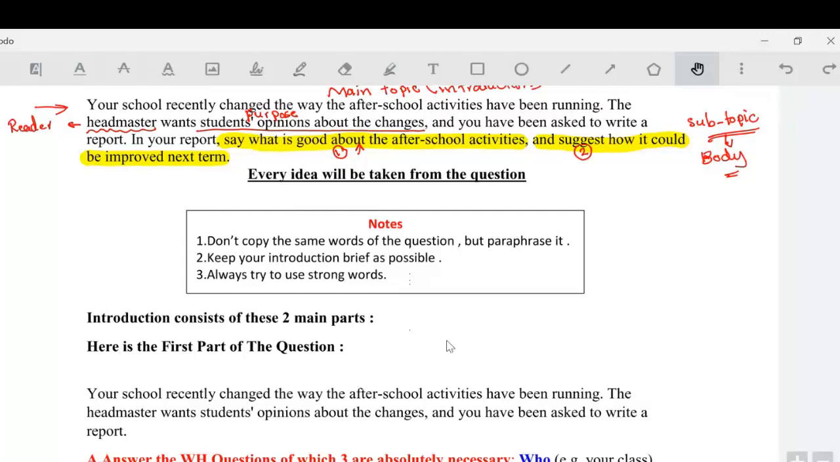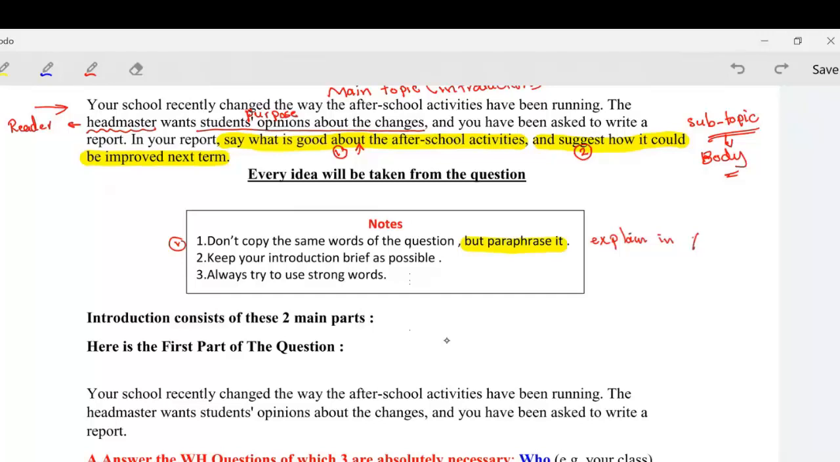Here are some notes. Number one, don't copy the same words of the question, but instead do what? Paraphrase it. Paraphrase means to explain it in your own words. Number two, keep your introduction as brief as possible. The introduction is not the place where we write all details or explanations. So your introduction is what? Brief as possible. Number three, always try to use strong words.